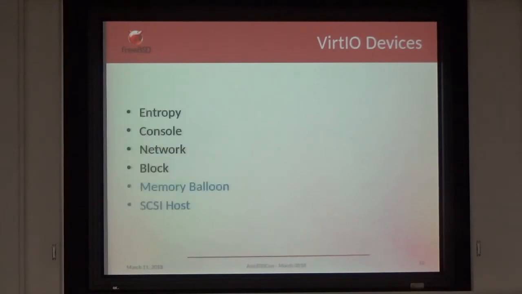There are 6 types of devices, namely entropy, console, network, and block devices. And these are the 4 that were implemented in bhyve for x86 that had been existing previously. And memory balloon and SCSI host, the ones in blue, are not currently implemented in either PCI or MMIO form. I simply translated the code for the PCI devices to work with MMIO.